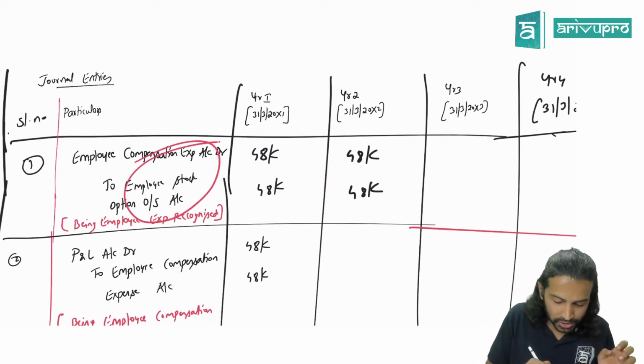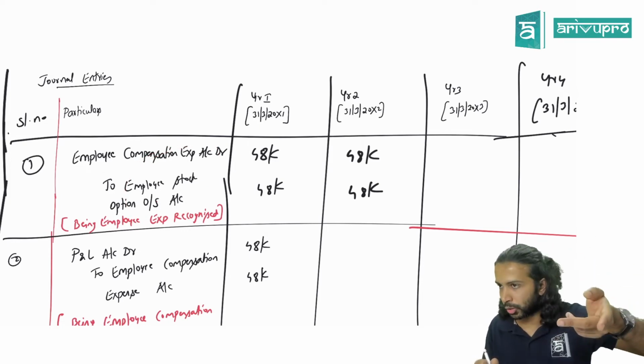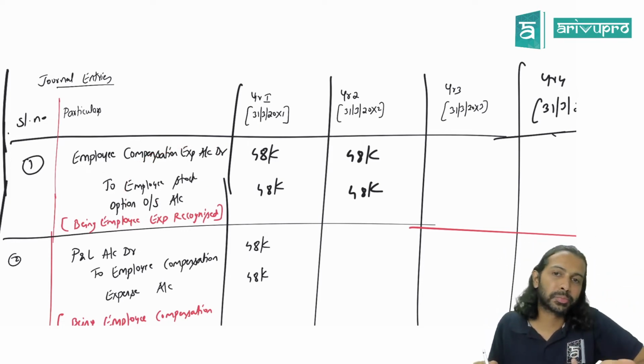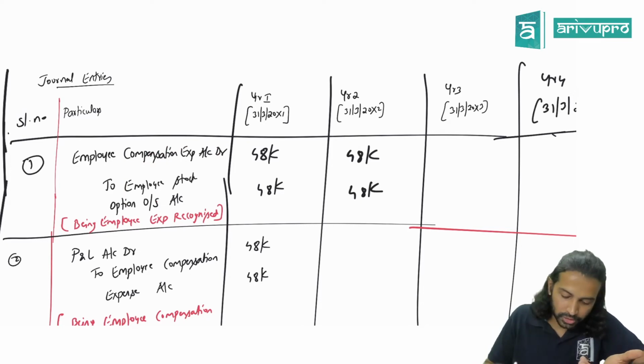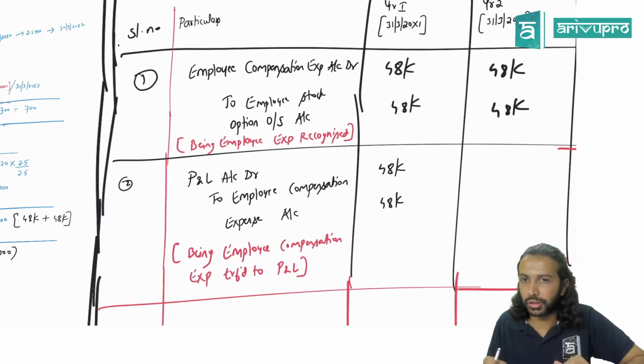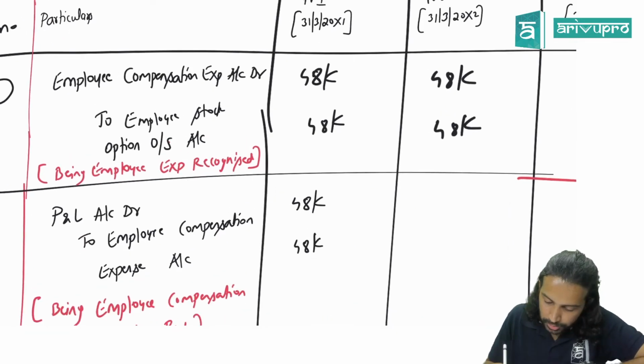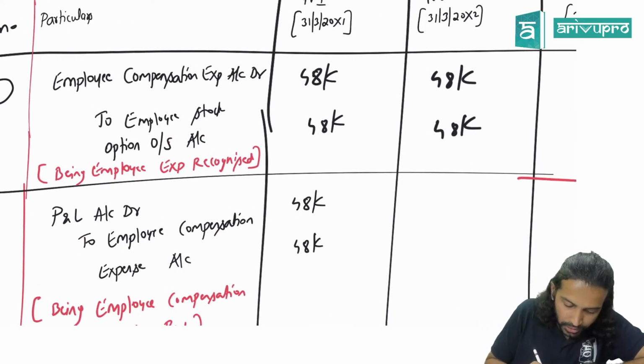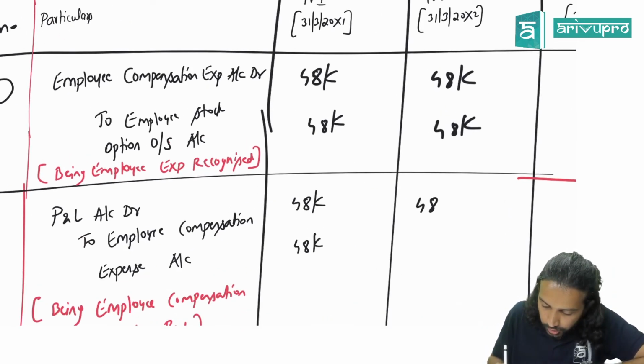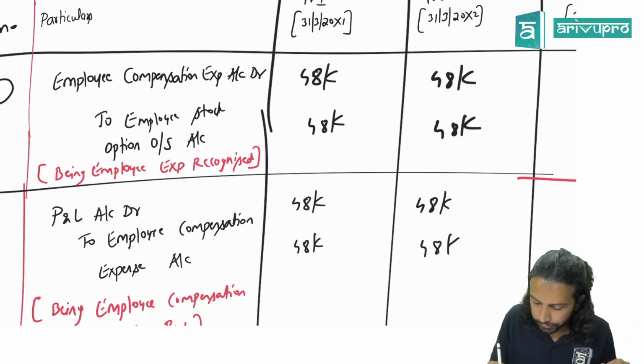So employee compensation expense account debit to employee stock option outstanding. Employee compensation is an expense. Where will it go to? P&L. So what is the transfer entry for second year also? Same. P&L account debit to employee compensation expense account. How much amount? 48,000. So 2 years drama over.